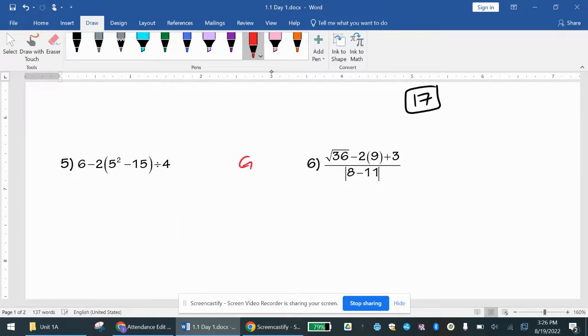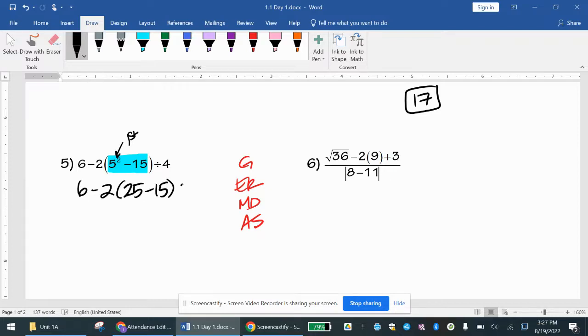Okay, following G.E.R.M.D.A.S, we're going to do the grouping symbol first. Now within that grouping symbol, I have an exponent and subtraction. Which one goes first? Exponents always go before subtraction, so I'm actually going to do this guy first. 5 squared is 25. I still have those grouping symbols, so I can't stop until I get a single number.